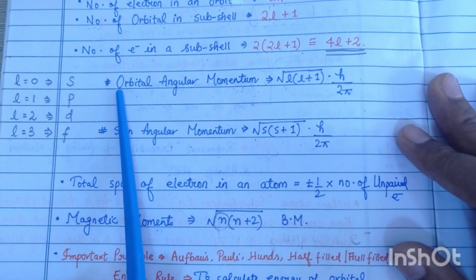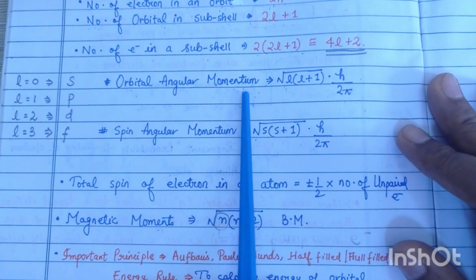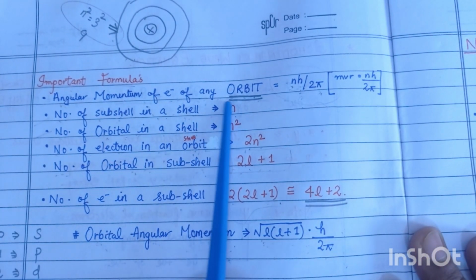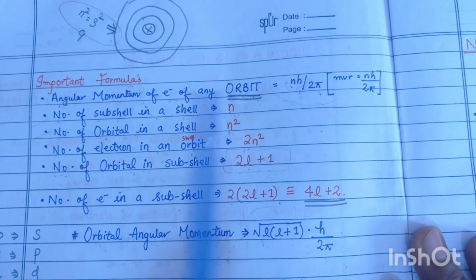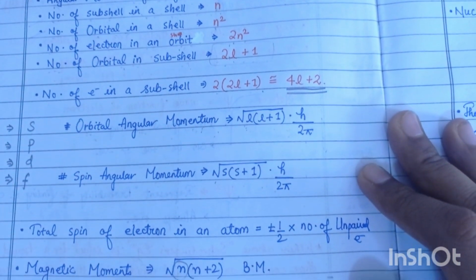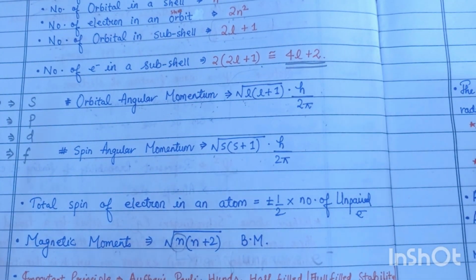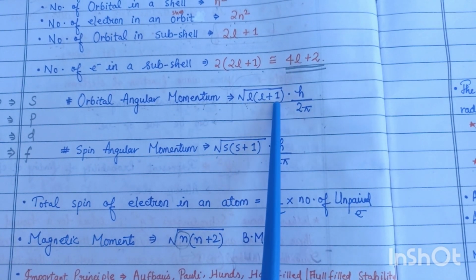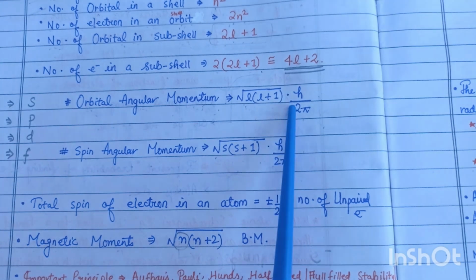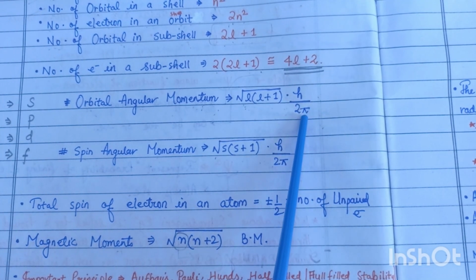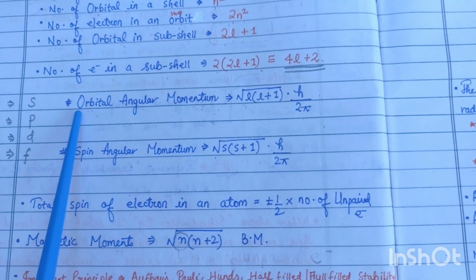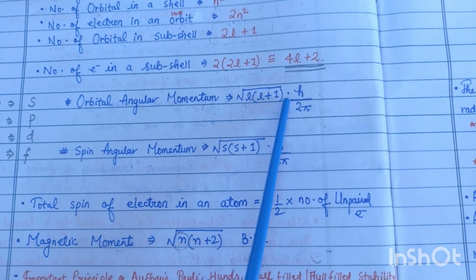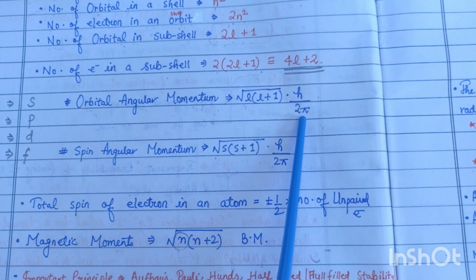Now, important formulas. Orbital angular momentum. Before that, I discussed the angular momentum of an electron in an orbit, not orbital. Now I am going to discuss the orbital angular momentum. It is given by square root of l(l plus 1), multiplied by h upon 2 pi. Please write this formula.